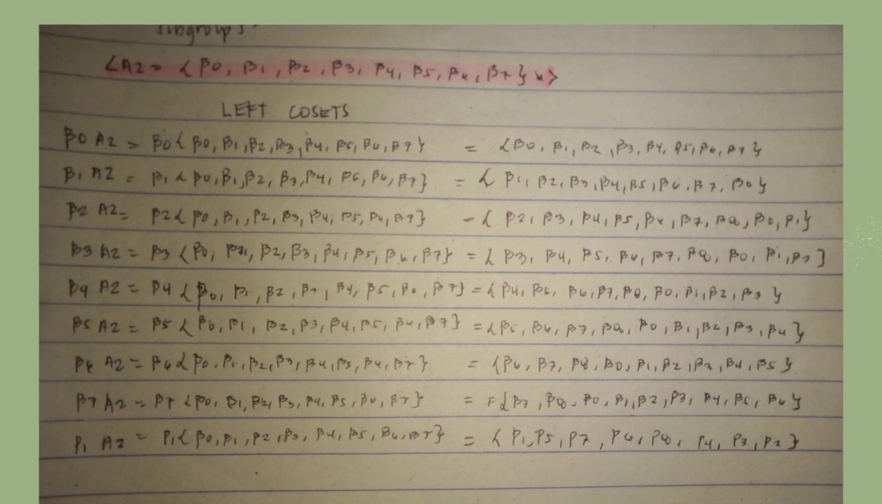Next is the B sub 1 multiplied by A sub 2. So we will get B sub 1, B sub 2, B sub 3, B sub 4, B sub 5, B sub 6, B sub 7, and B sub 0, and so on and so forth.